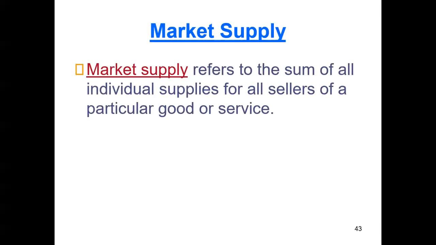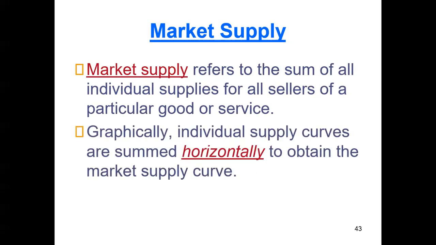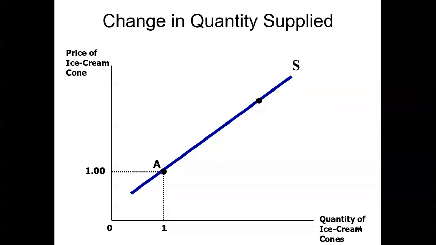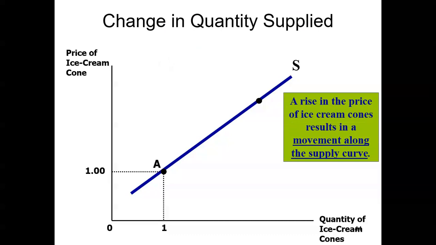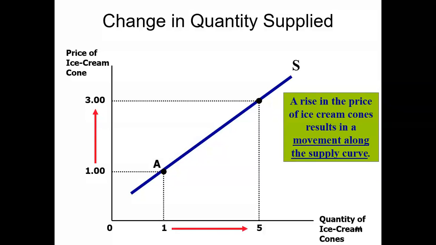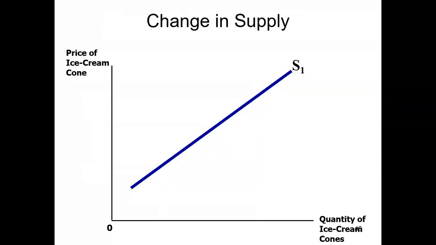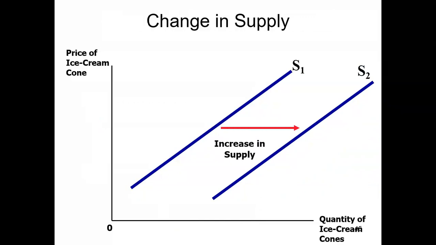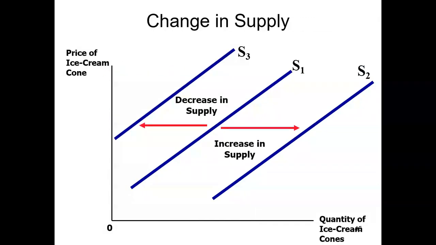It is showing upward. Then market supply: the total sum of all individual supplies for all sellers of a particular good or service is the market supply. Individual supply curves are summed horizontally to obtain the market supply curve. See, this is the change in quantity supplied. The curve will be like this. A rise in the price of ice cream cones results in a movement along the supply curve, like this. So it increases. Changes in supply: increase in supply and decrease in supply.